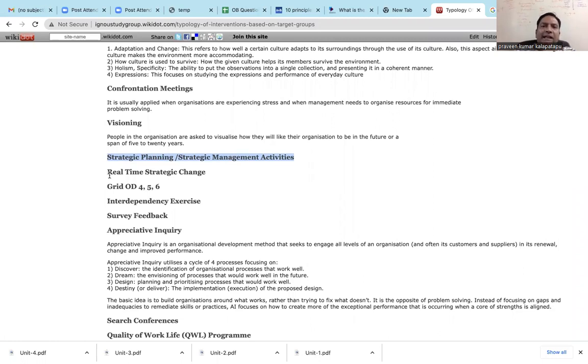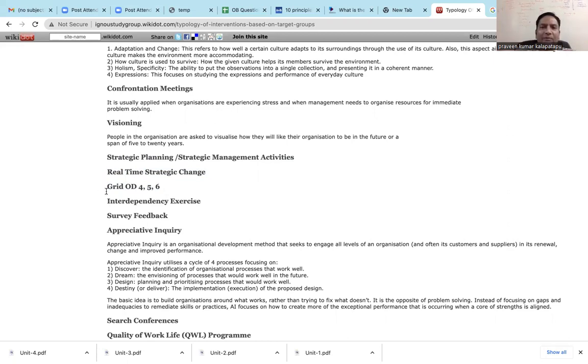So next is real-time strategic change. This is like you are not talking about the future strategy. You are talking about the current one. So while you are actually doing it, is there any modification that I need to make? So it is like simultaneously planning and implementing things.